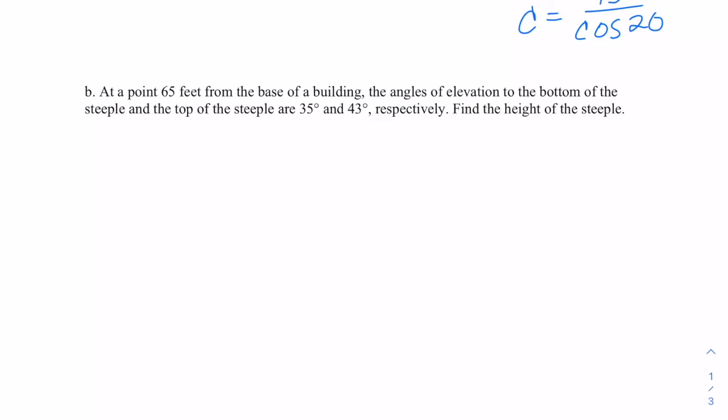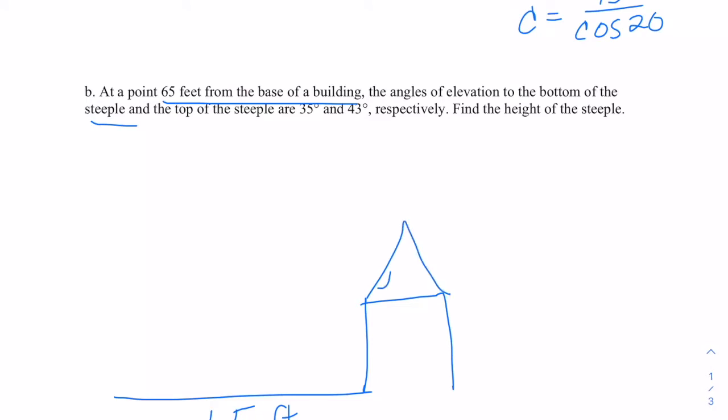Okay, let's practice drawing some pictures. So here we have an angle of elevation problem, and we're looking at a building with a steeple, so a church. We're going to be 65 feet from the base of this building. Here's the church with the steeple. Here's the bell. And you have two angles of elevation. The first one, to the bottom of that steeple, is 35.